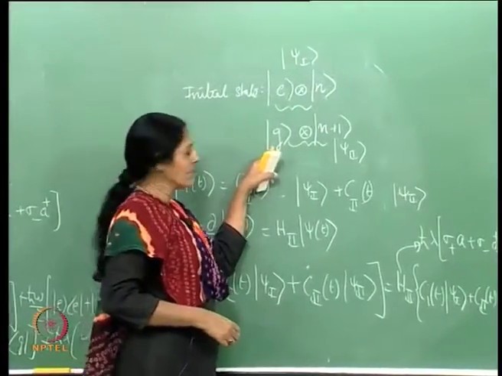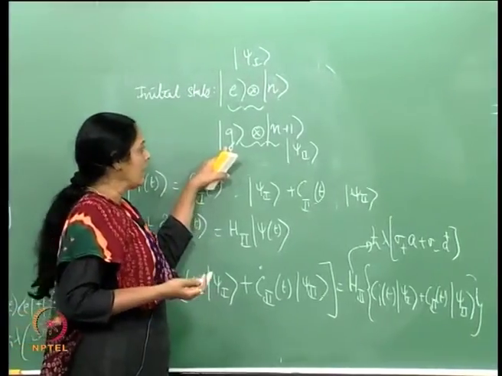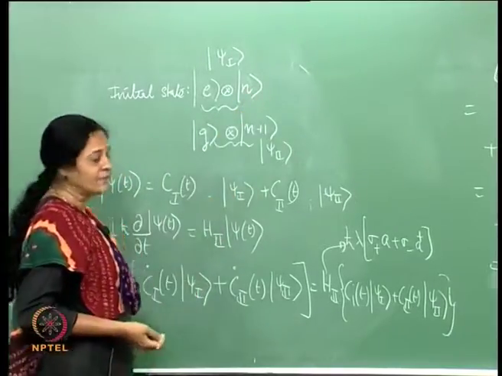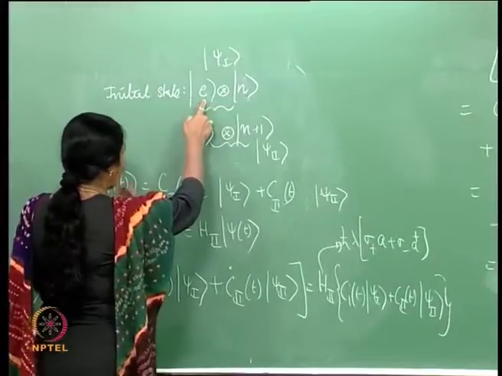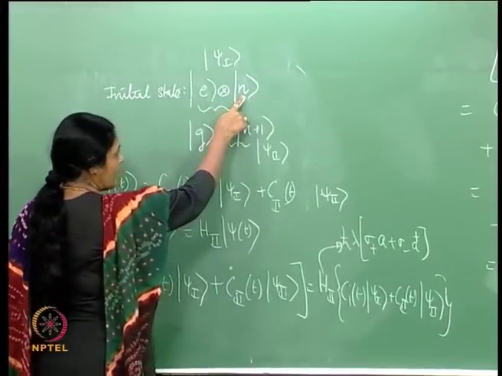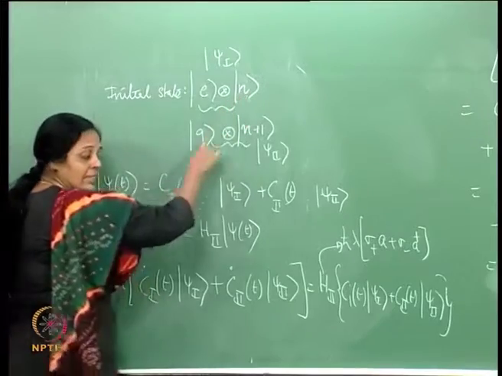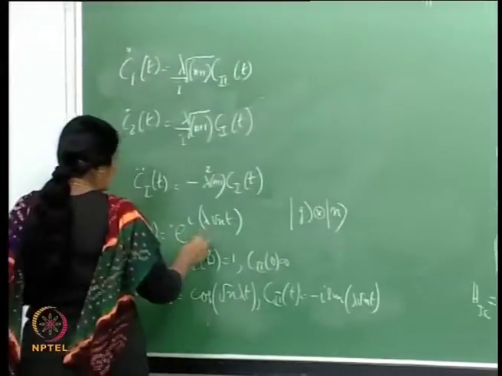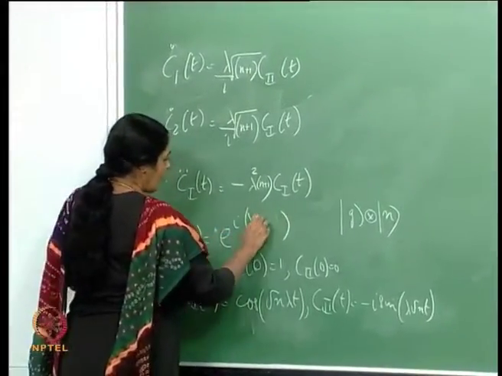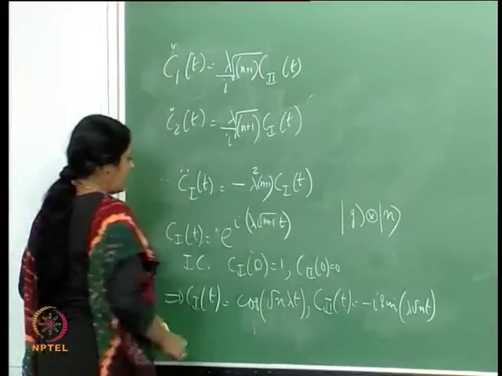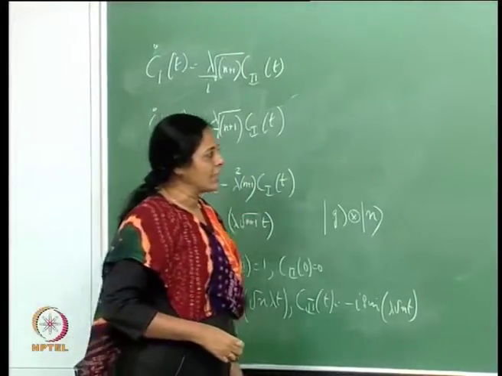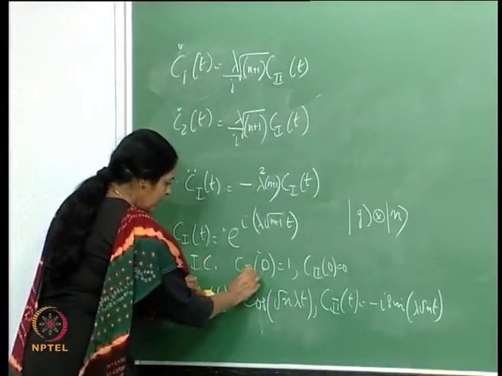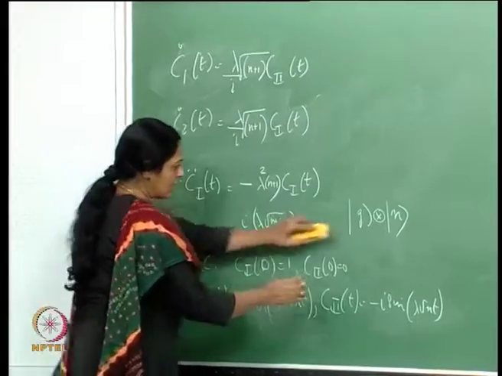because when sigma plus acts on G, its counterpart is A, and A acting on ket n plus 1 is root n plus 1 ket n. Similarly, when sigma minus acts on E, its counterpart is A dagger acting on ket n, and A dagger on ket n is root n plus 1 ket n plus 1. What does that mean for this solution? It means that if I had started with an initial state ket E ket n direct product, this is my initial state, in this case ket E ket n.